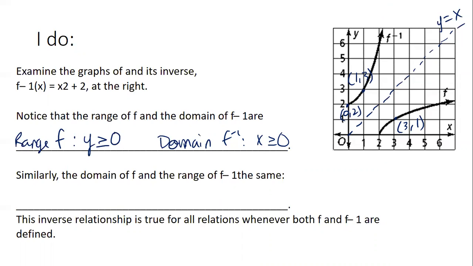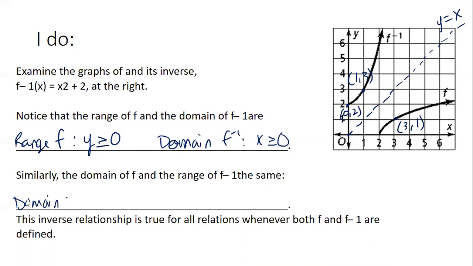What do you notice about the range and domain here? Do they have the same inequality? Yeah, they have the same inequality. And that's because the domain and range of a function and its inverse are going to have the same restriction, the same boundaries.